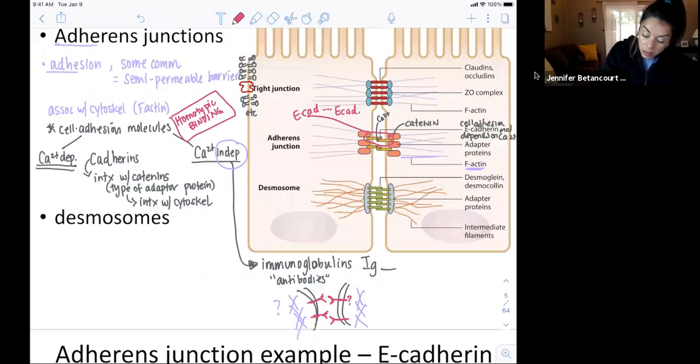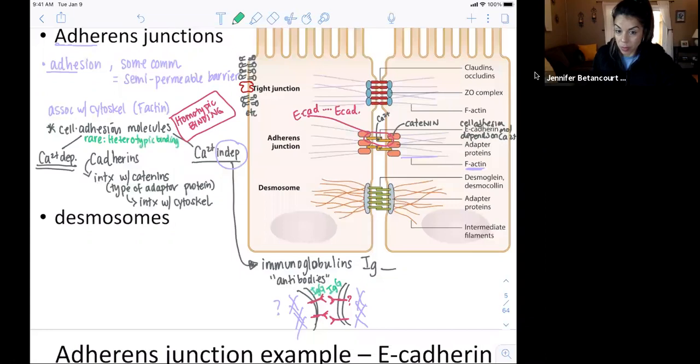If that is the case, so we'll say rarer, we can see some different cell types exhibiting heterotypic binding. Okay. So if these are IgGs, that's going to be homotypic binding. In some cases, cells that make IgG on their surface can interact with cells that make IgM on their surface, and that would be heterotypic binding. If I said IgG, that's homotypic binding.